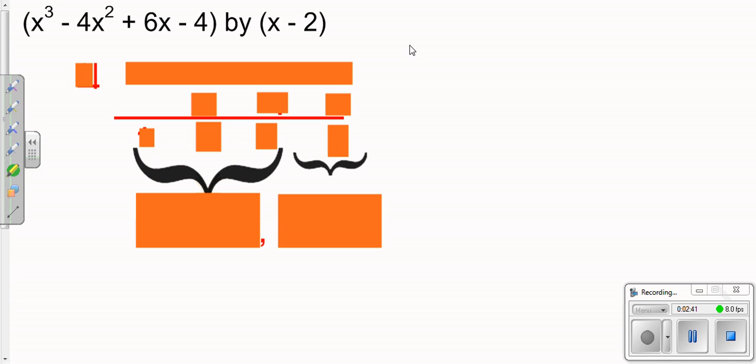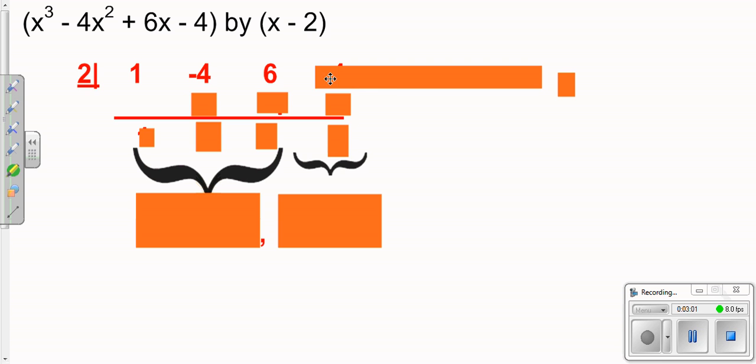So let's go ahead and do that one here. We have our x minus 2, so we'd take the opposite of that, put that in our half box, which would be a +2. Then we've got to take the numbers from here and put them down here. Let's see, we got a 1, we got a -4, we got a 6, and we got a -4.